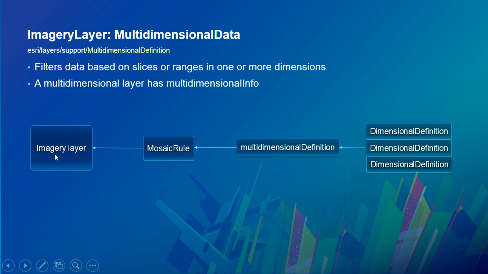If a layer does have multidimensional information, it will have a multidimensional info, which will tell you exactly what dimensions, the variables and the dimension values it contains. So all of that information can be read from the layer and then used through the multidimensional definition API and setting that in the mosaic rule.